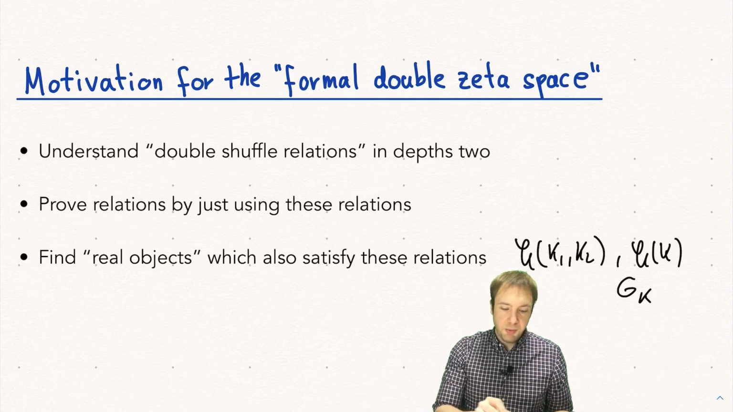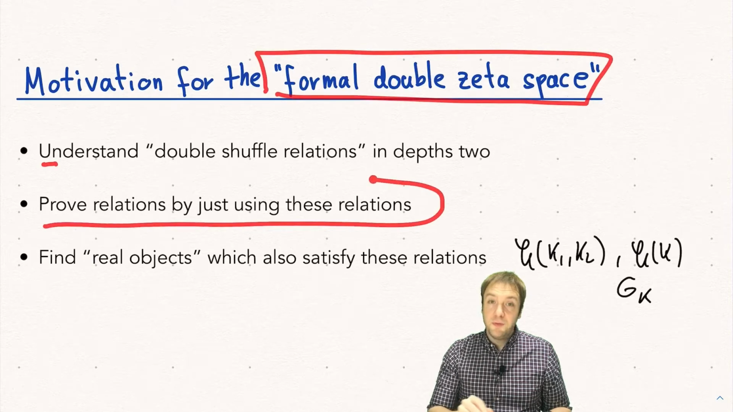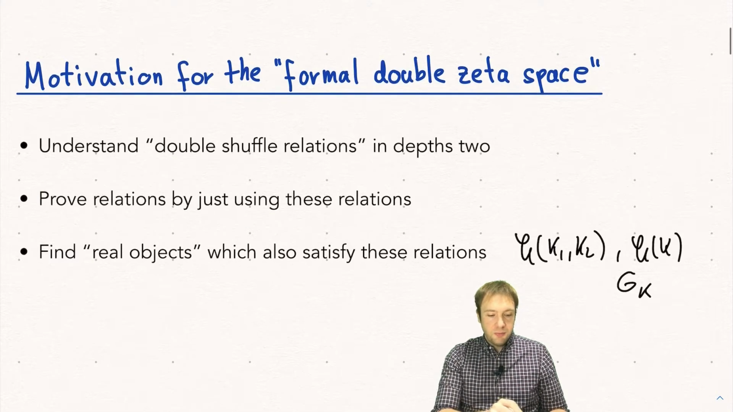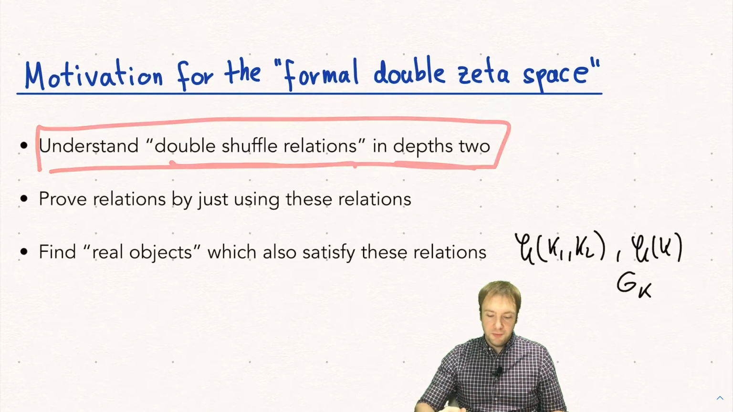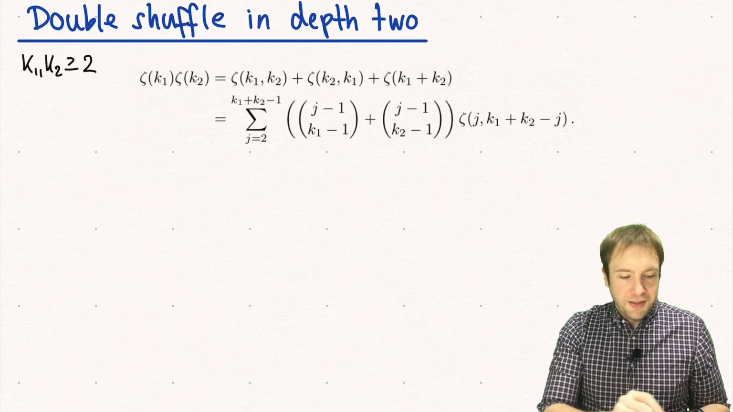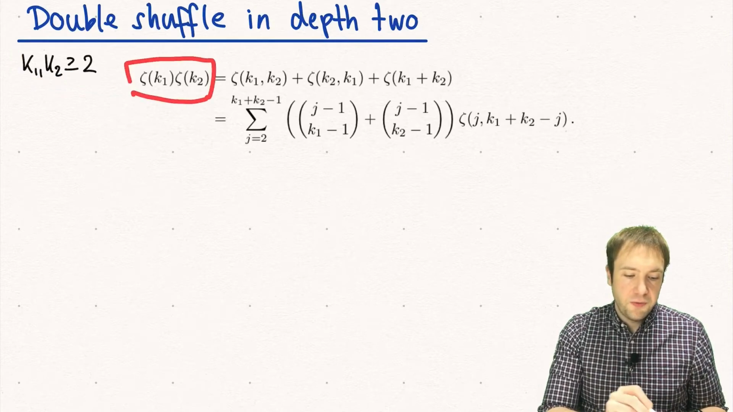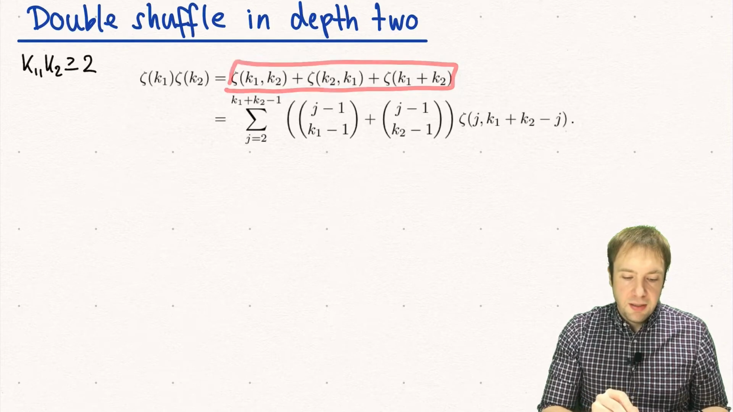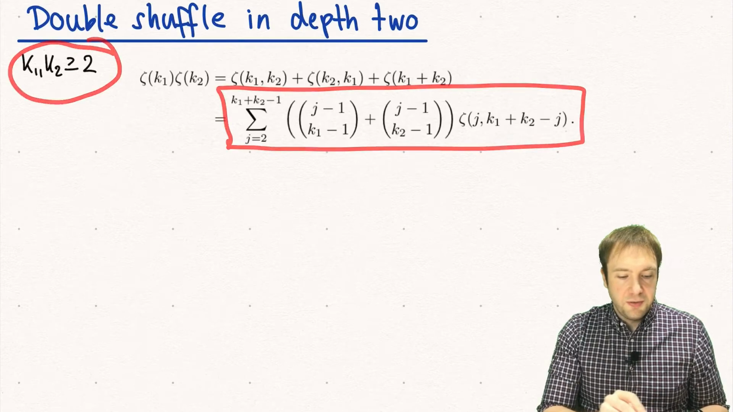But today we will first start by introducing this formal double zeta space and then prove some relations in this formal space. But first let's recall what we mean here by double shuffle relations in depth 2. Recall that if we had integers k1 and k2 greater or equal to 2, then the product of two Riemann zeta values could be expressed by the stuffle product and also by the shuffle product.